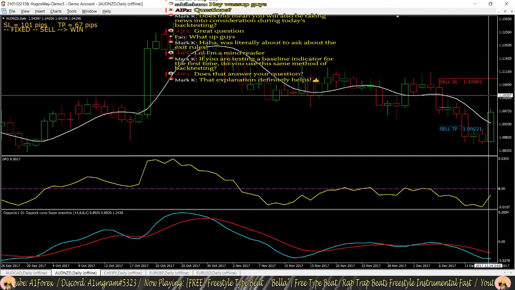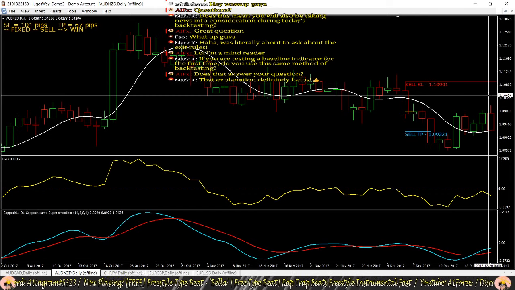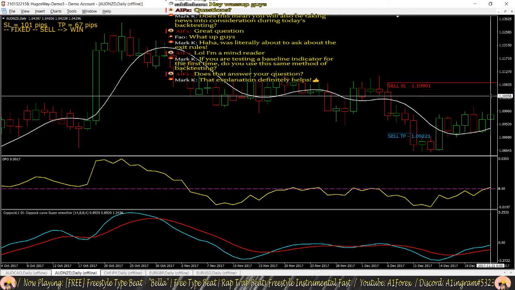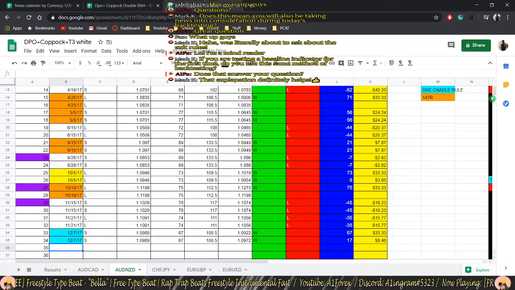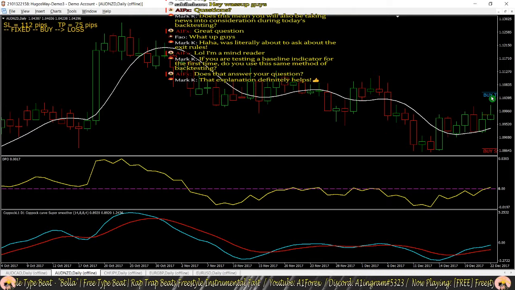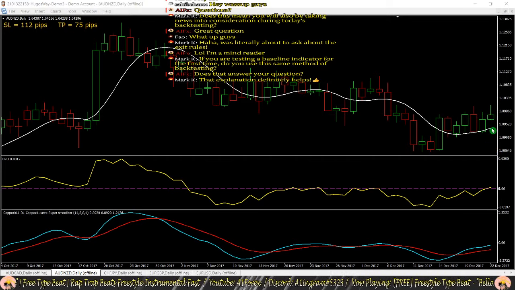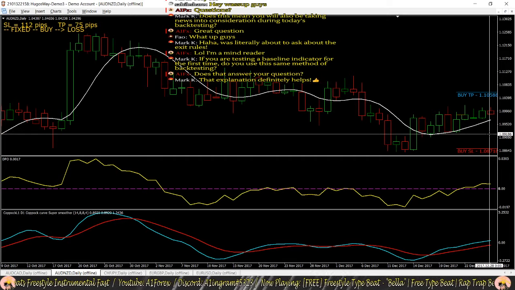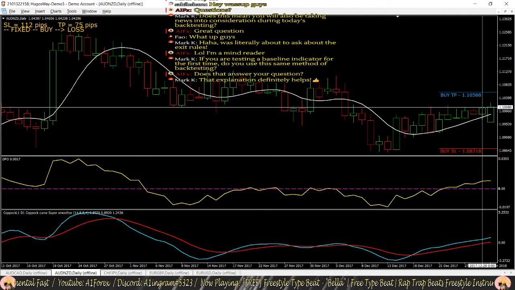Okay, we're looking for a baseline entry. My C1 indicator finally gave the signal. Everything agreed. Go to news calendar. I'm good till the New Year's. All right, so I will exit on this candle.